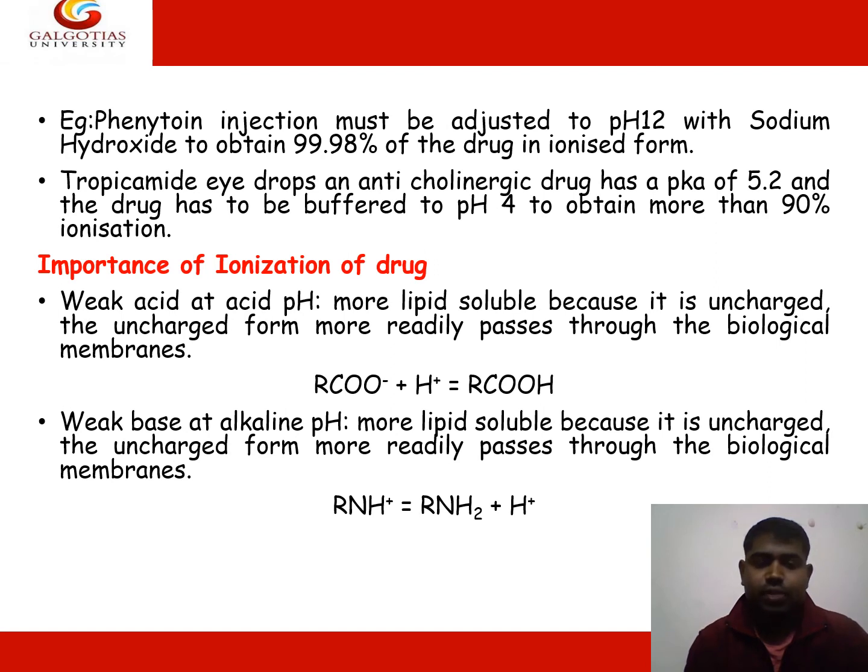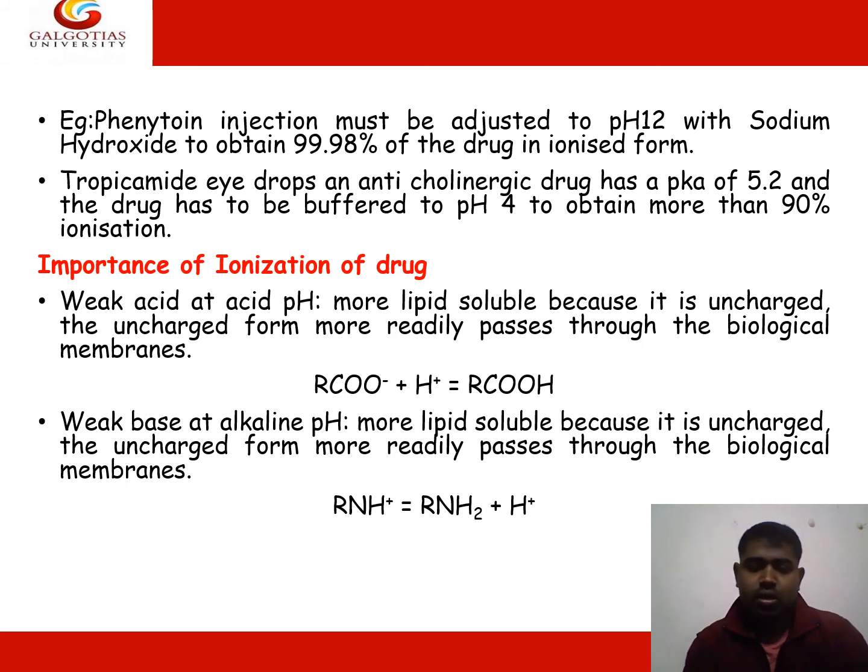The next example is the phenytoin injection. I think you were all aware of this. Phenytoin is an anticonvulsant drug, and its pH must be adjusted to 12 with the help of sodium hydroxide solution to get up to 99.98% of the drug in ionized form.